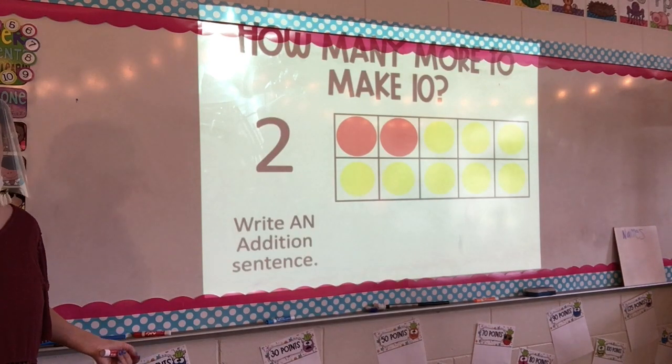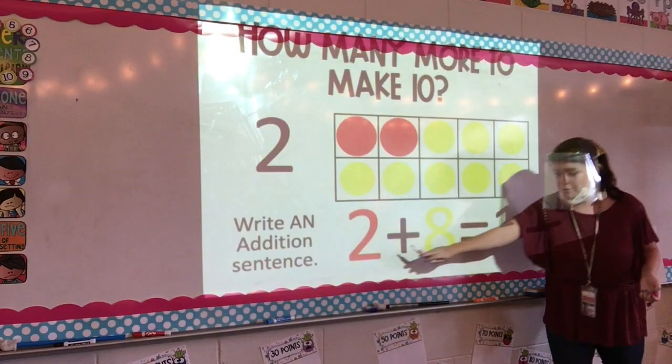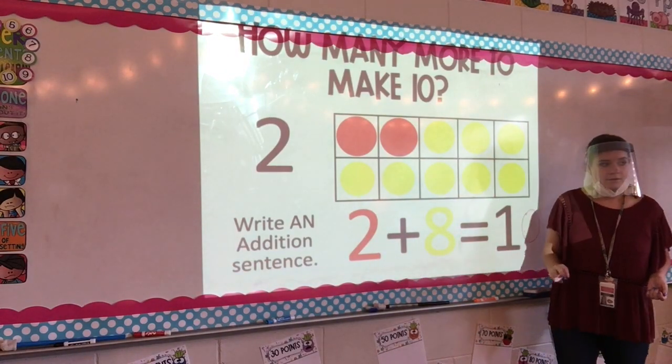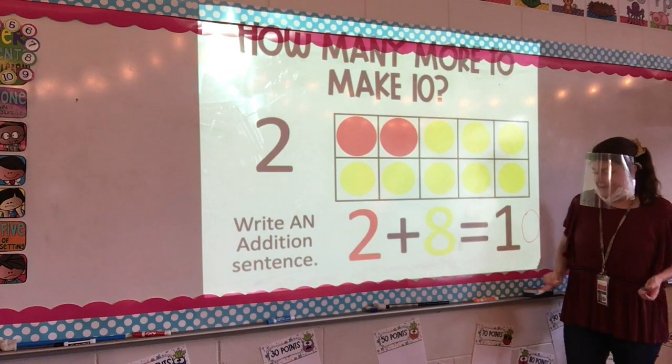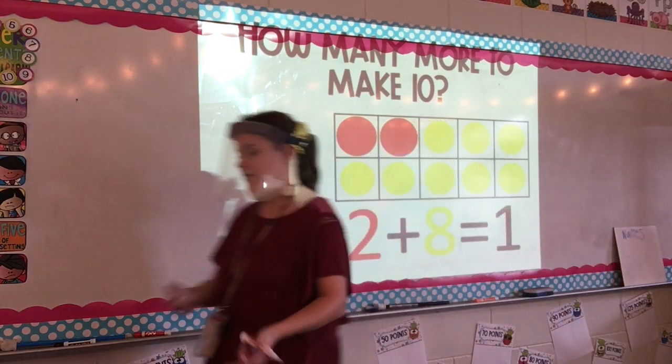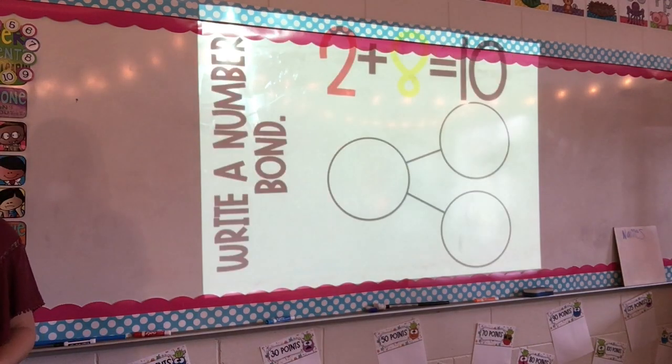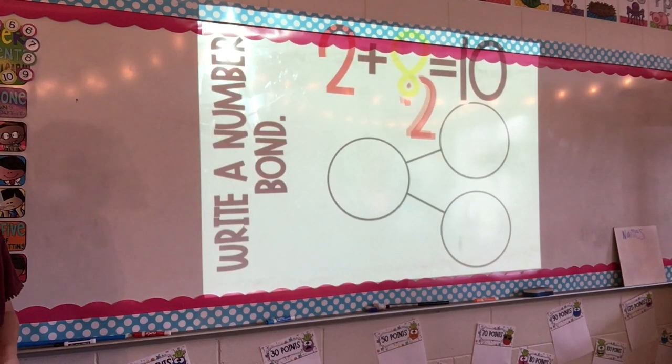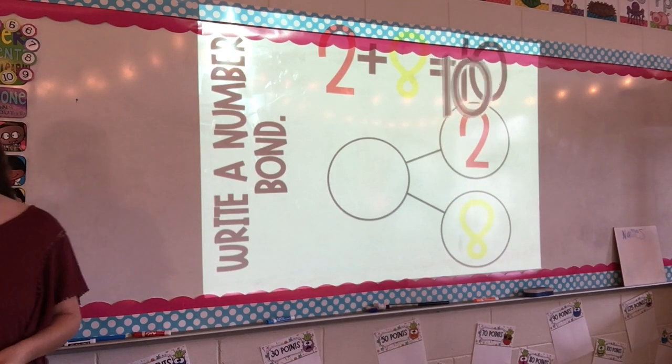What would that addition sentence look like? You got it. It would be 2 plus 8 equals 10. I know it bumped my 0 off. Good job. Y'all are already ahead of me on the number bond. Yeah. The 10 is going in the whole number, and my 2 parts are going in my parts.